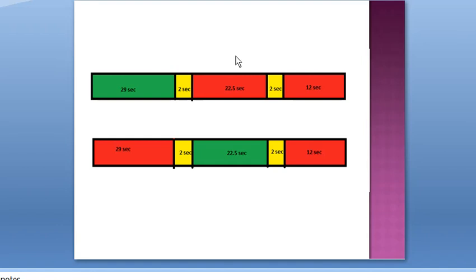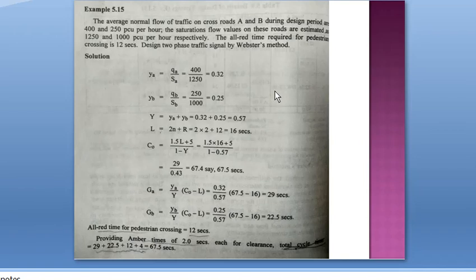Next, for road A, the green time is 29 seconds, so I have marked it here as 29 seconds. After green and red time we have to provide amber time, so after this green time we are providing amber time as 2 seconds. Then comes the red time, but we don't know the length of this red time. So from the end we can provide the amber time and pedestrian crossing time. Here in this problem it is specified that you should provide an all-red pedestrian time of 12 seconds.